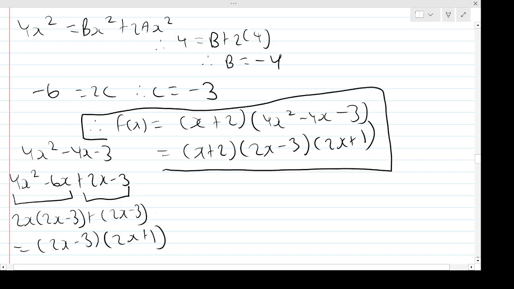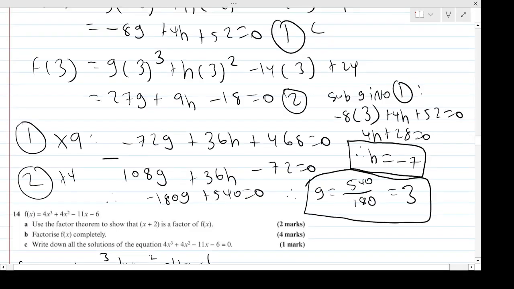That's my full factorisation there. Okay, so that's part B. Then part C says, hence write down all the solutions to the equation. And that's the same function, right? It's 4x cubed plus 4x squared minus 11x minus 6 equals 0. Well, we've got our factors then, right?